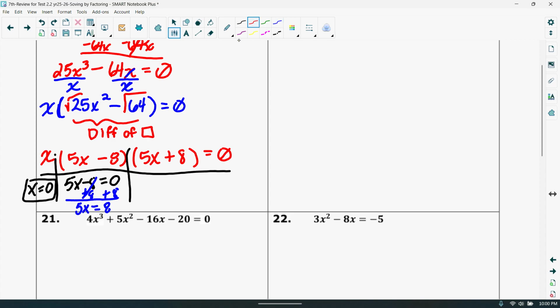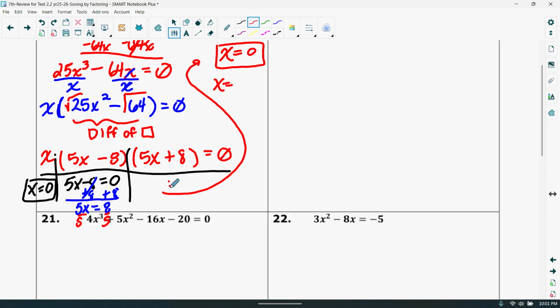But then you're going to have to divide both sides by 5. So I'm just going to come up here. One of our factors is x equals 0. That's the first one. Then we're going to get x equals 8 over 5. I noticed since this was minus, this became a positive 8 over 5. But over here, since this one is plus 8, this solution, if I work it out, is going to equal a negative 8 over 5.